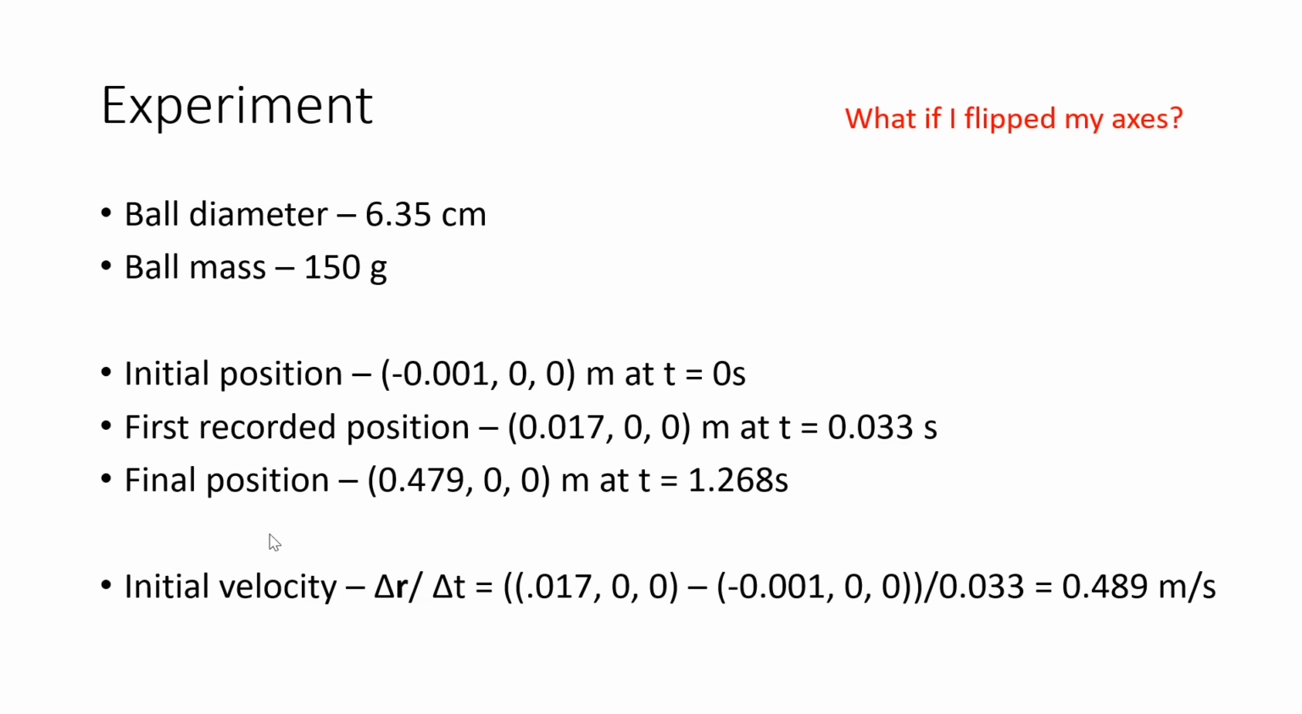The initial velocity is calculated by taking the change in position over the change in time, which, using our initial position and the first recorded position, gives us an initial velocity of 0.489 meters per second.